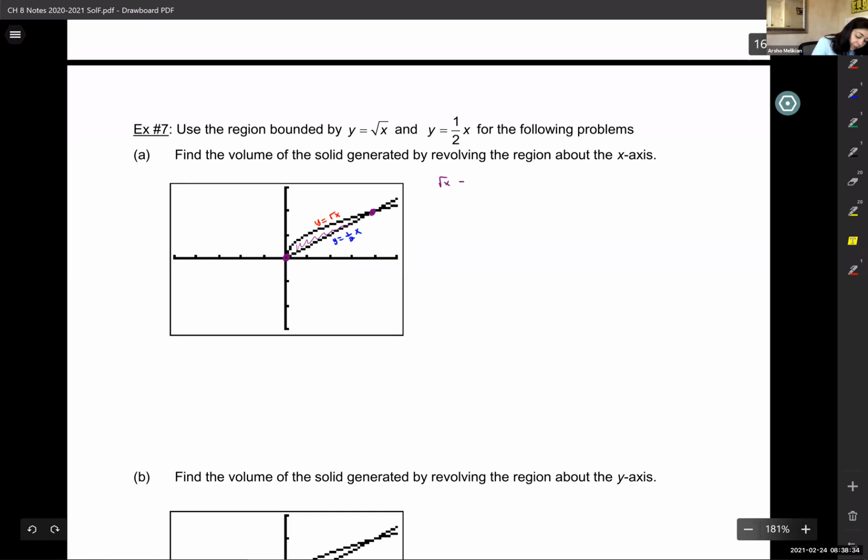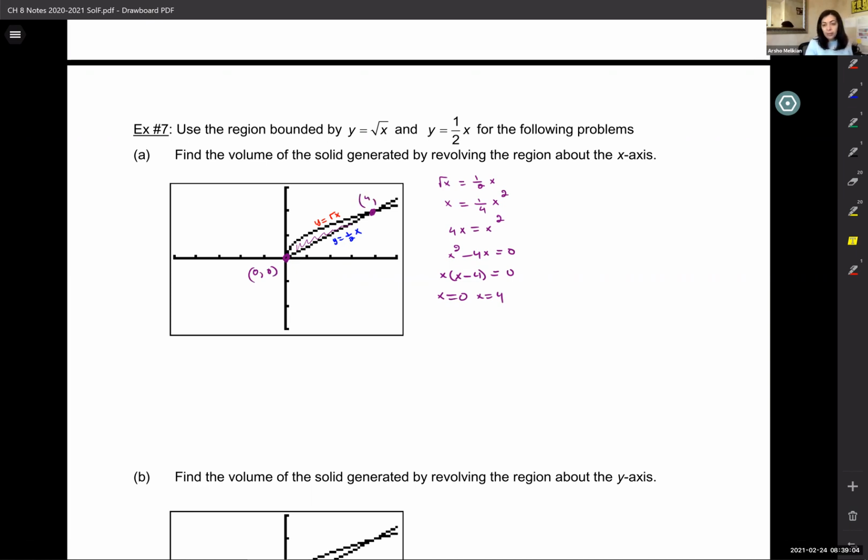So if I set the two functions equal to each other, square both sides, I get 1/4 x squared. So 4x is x squared, minus 4x is 0. And when I factor, x is 0, x is 4. So this first point here is 0, 0. And here, x is 4. And for the y value, because at that point the two functions are equal, I can plug x into any of these functions and get 2. So those are the 2 points of intersection. Okay? All right. Next.